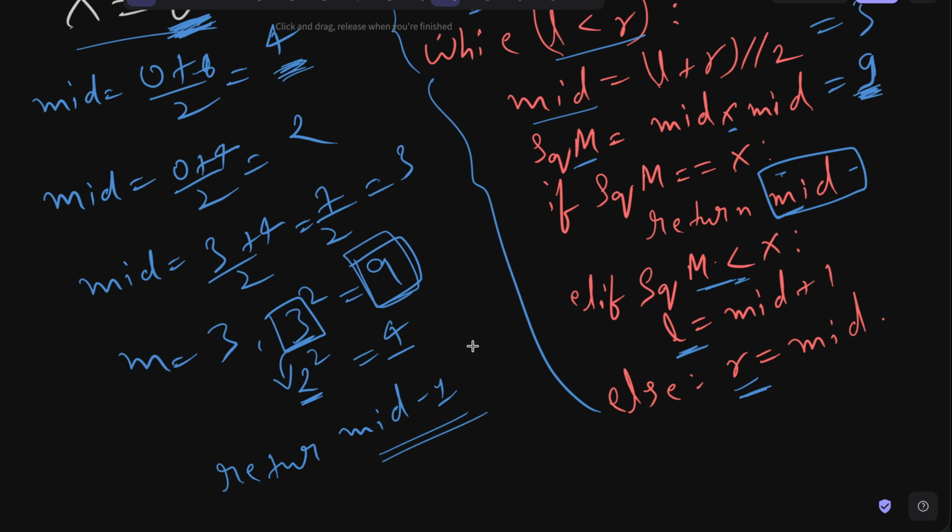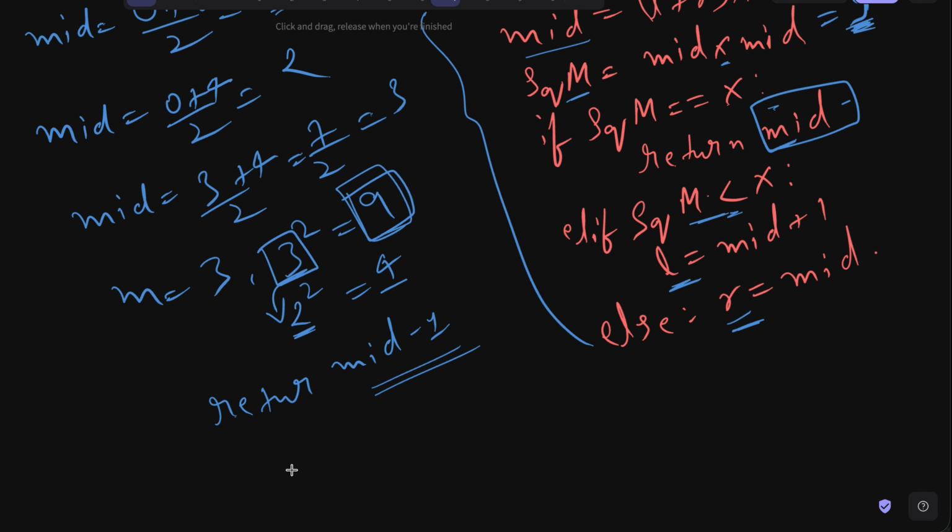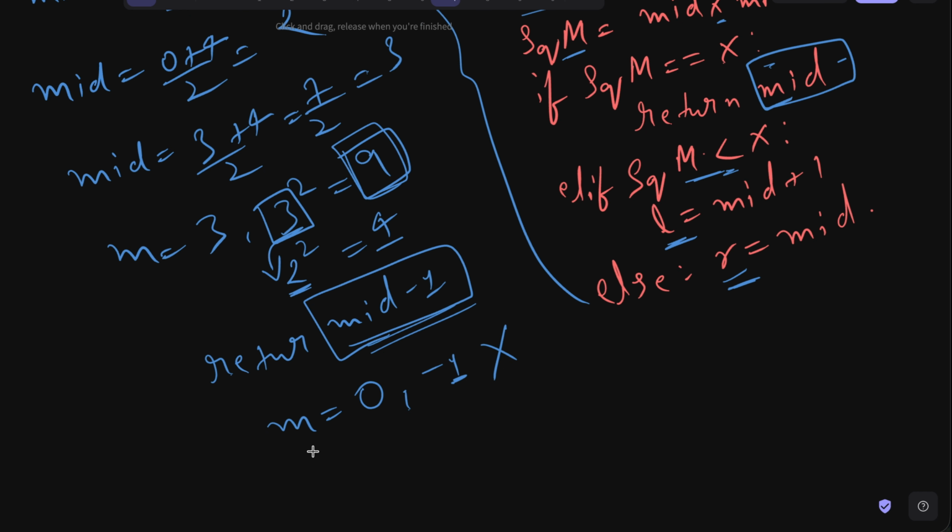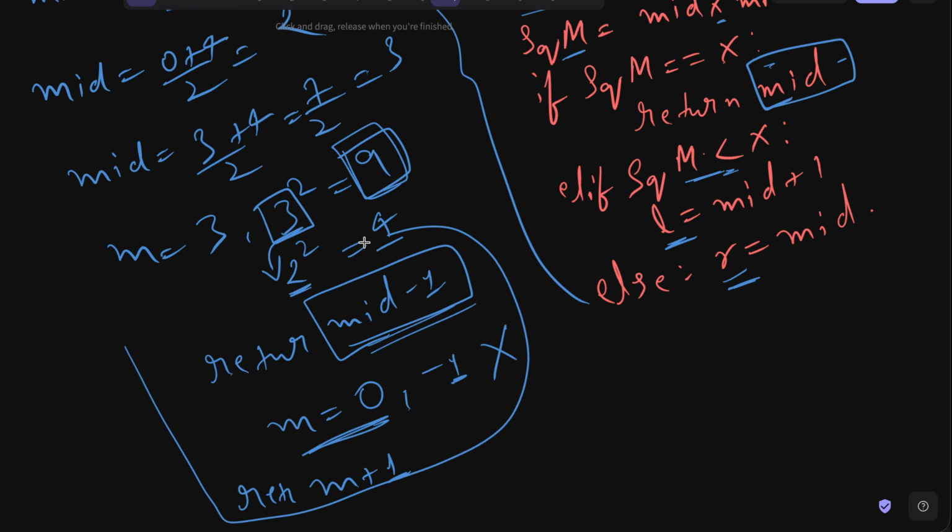Now there is a situation where we might actually get mid equals to 0. If mid ever becomes 0, we cannot do this mid minus 1 because it will return minus 1, and non-negative numbers are restricted. So in this case, if mid ever becomes 0, we will simply return mid plus 1. So these are the edge cases that we will need to consider in our solution.